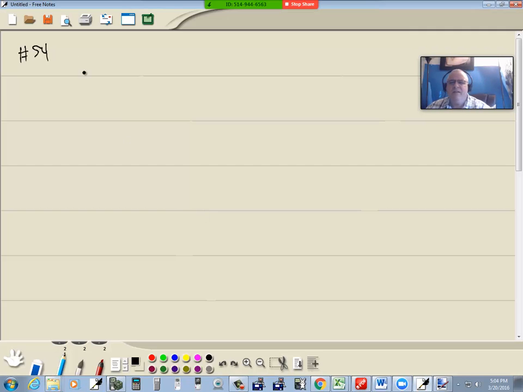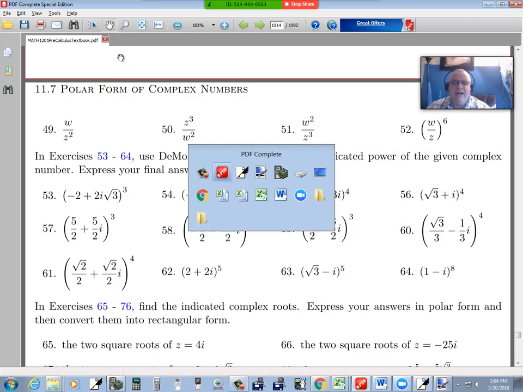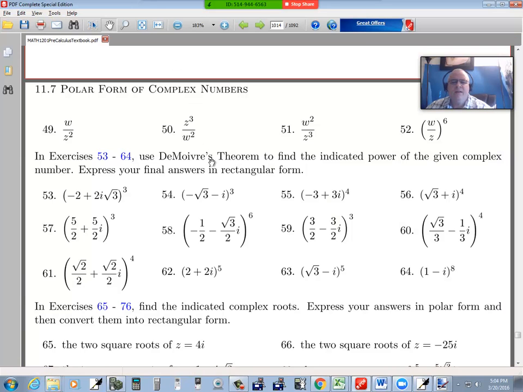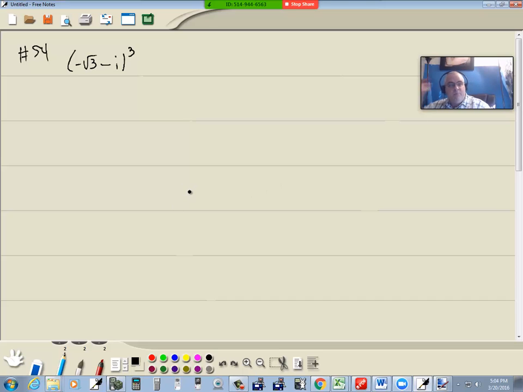Okay, 54. What do we got here? Negative square root of 3 minus i, to the third. Express your answers in rectangular form. Okay, well, first off, we have to put it into polar. So this is going to be our x, and whatever number is here is going to be our y. So x is negative square root of 3, y is negative 1.